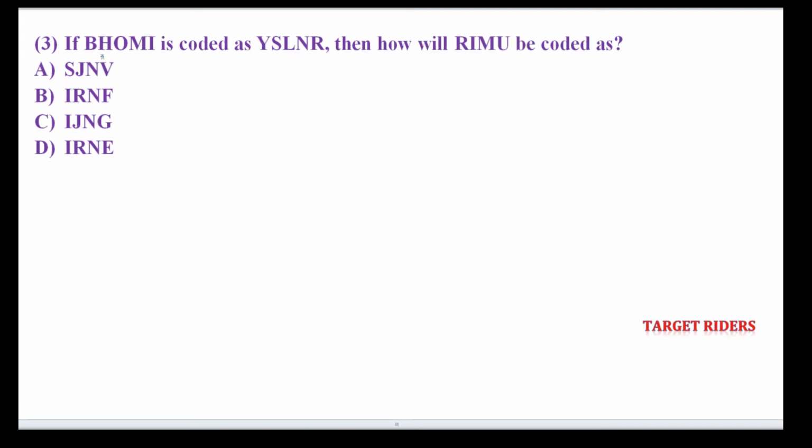The third question is, if BHUMI is coded as YSLNR, then how will REMOVE be coded? So let's solve this question. Firstly, write the word BHUMI, and in this B is coded as Y, H is coded as S, U is coded as L, M is coded as N, I is coded as R.